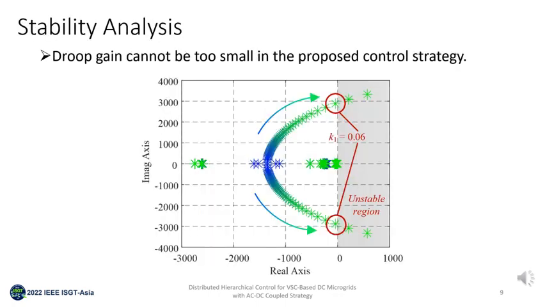Based on the established state space model, the stability is analyzed in this page. As we can see, when the droop gain is becoming smaller and smaller, the eigenvalue of the system is moving towards the right half plane, and when the droop gain is smaller than 0.06, the system is becoming unstable because there are right half plane poles or eigenvalues of the system. So when we design a system with the AC-DC coupled droop characteristic and the hierarchical control, we cannot set the droop gain too small in our system.